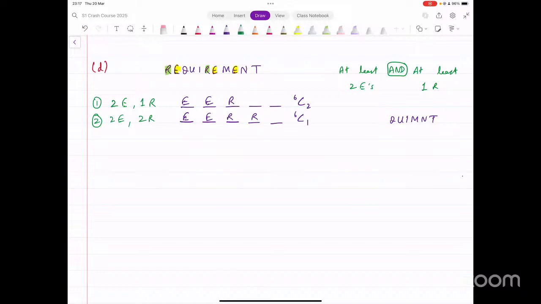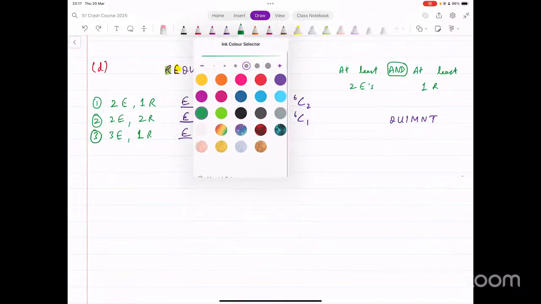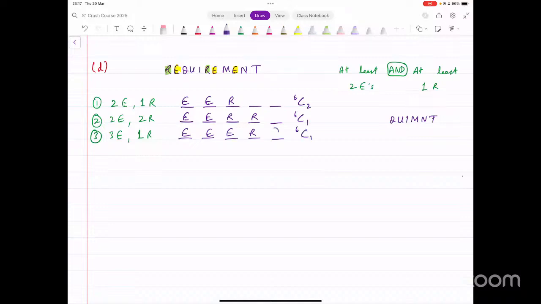Then what other case can we have? With 2 E's, we don't have any other possibility, right? We could have 1 R or 2 R's. If we have 0 R, that would not satisfy this condition. Another possibility could be that we have 3 E's. With 3 E's, we could have 1 R. 1, 2, 3, 4, 5. That means we want 1 E, another E, another E, and then an R. And we have 1 place left. So out of the remaining 6 letters, we have to select one for this place.